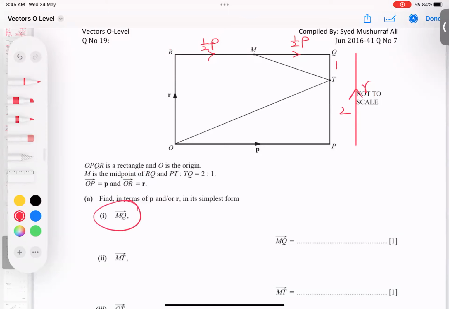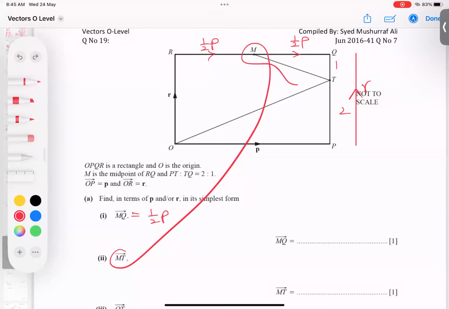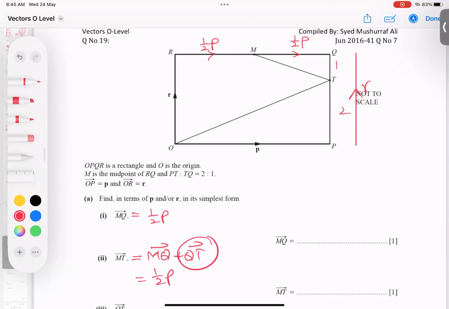In the first part, he's asking us for the MQ vector, starting from M and ending at Q. It's very clear, we directly have half P. No need for any working because we know it is a half. Next is the MT vector, starting from M, ending at T. I have a simple plan: M to Q and Q to T. M to Q we know is half P, but Q to T is a little bit tricky.